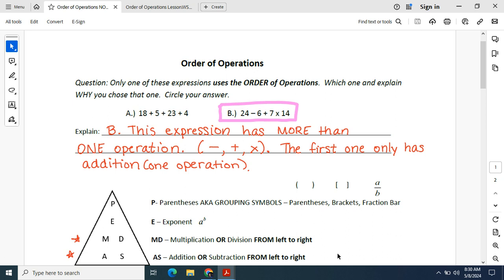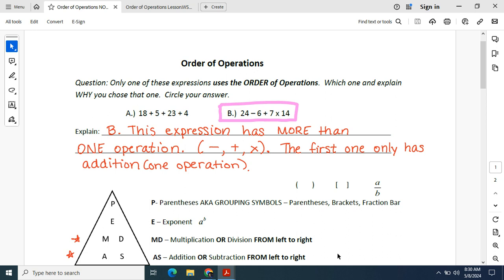Only one of these expressions uses the order of operations. Which one, and explain why you chose that one? Circle your answer. So look at between A and B. I selected B. Why? Because this expression has more than one operation. There's a minus, a subtraction, addition, and multiplication.